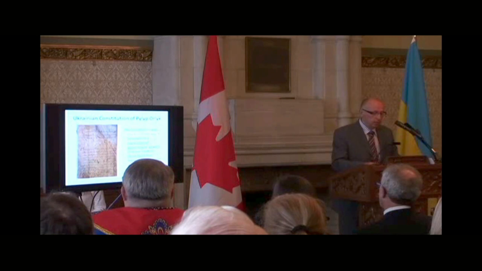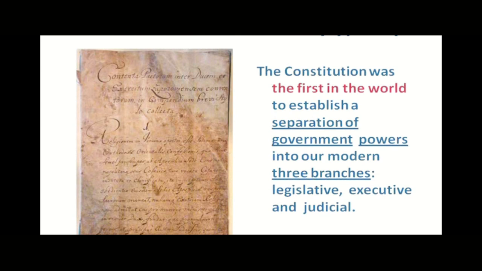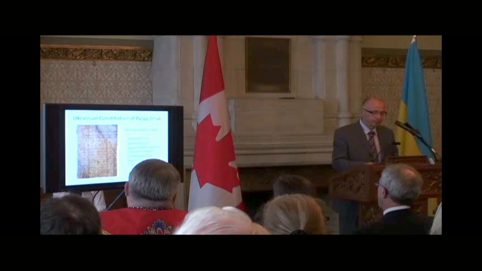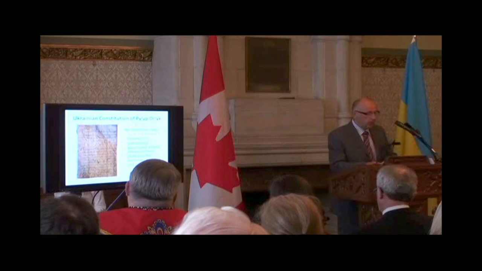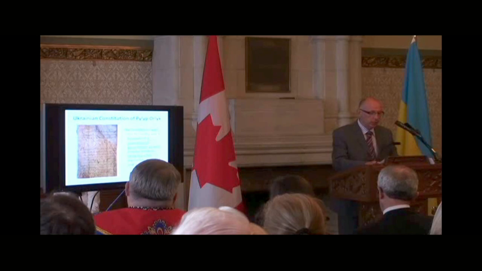The Orlyk Constitution was the first in the world to establish separation of government powers into our modern 3 branches: legislative, executive, and judicial. The council was the legislative body. The hetman was obliged to agree all important state matters with the council in advance. The court was also to function independently, and the hetman was specially prohibited from personally making decisions. The general court was required to base its decision on the law.